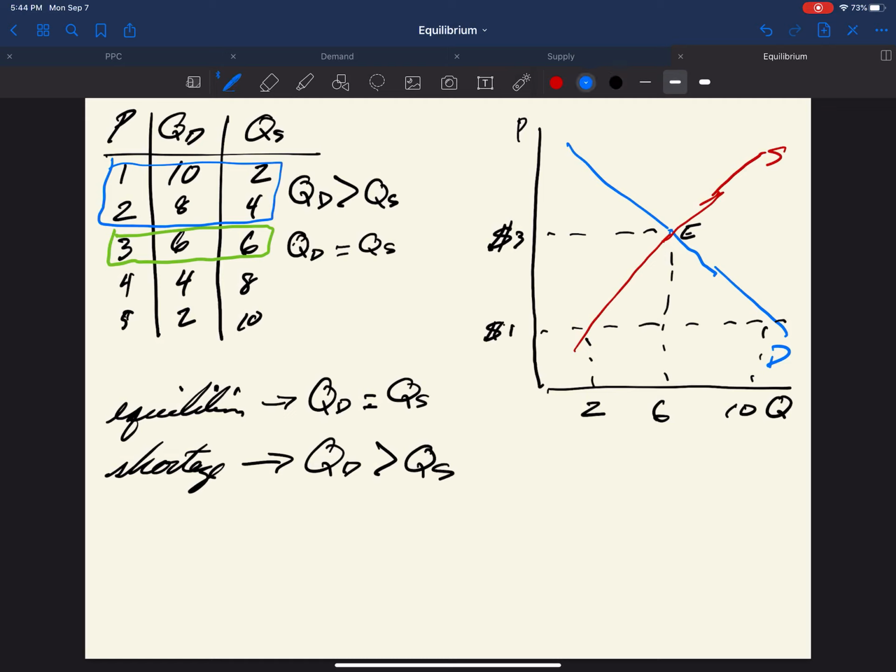Okay. And something else, shortage is not the same thing as scarcity. Scarcity is always occurring. Okay, you can never get rid of it. But a shortage is a temporary market condition on this end.